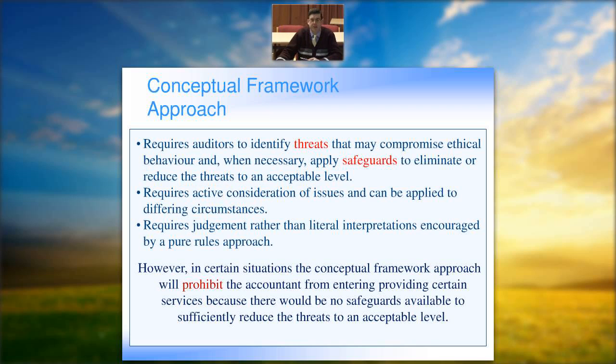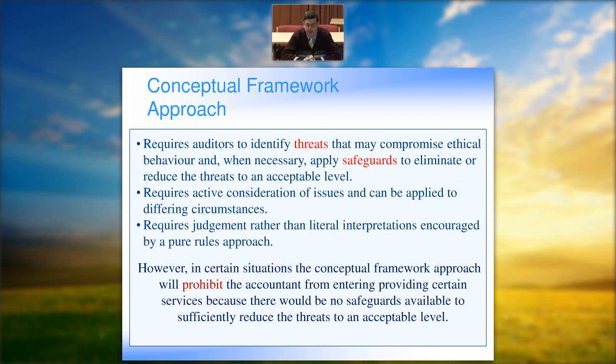Now, the idea behind a conceptual approach is that auditors are required to identify threats that may compromise ethical behaviour and, when necessary, apply safeguards to eliminate or reduce the threats. These words, threats and safeguards, are very important because they are the words used in the standards, and hence the words you would be expected to use in the examination. It requires active consideration of issues and can be applied to different circumstances. So you are supposed to be actively considering independence and potential threats to independence.